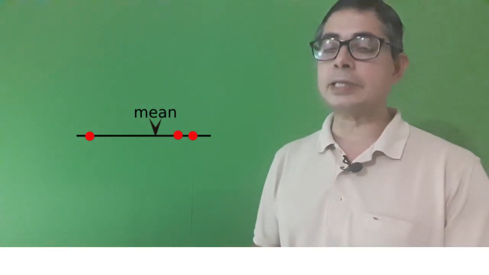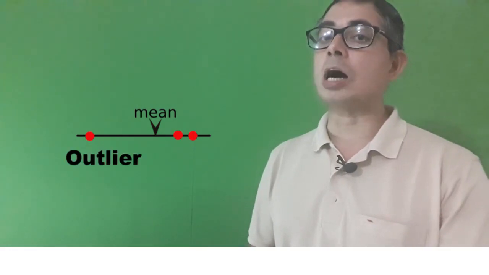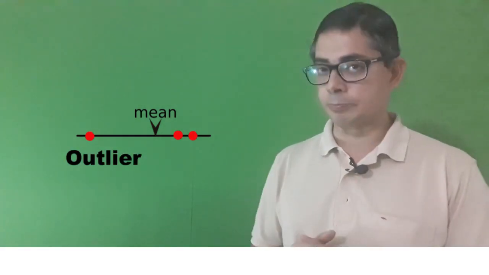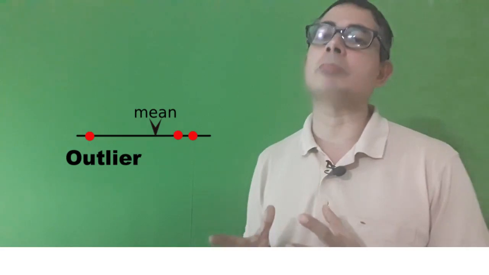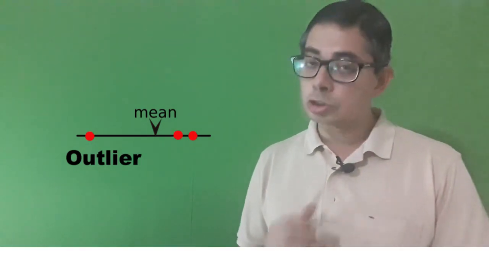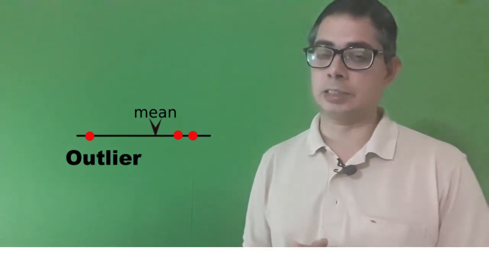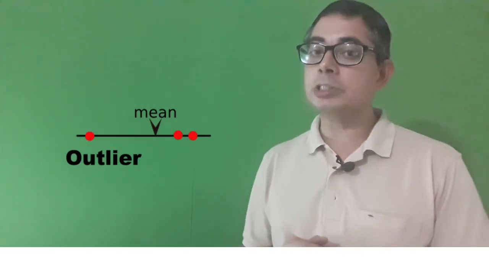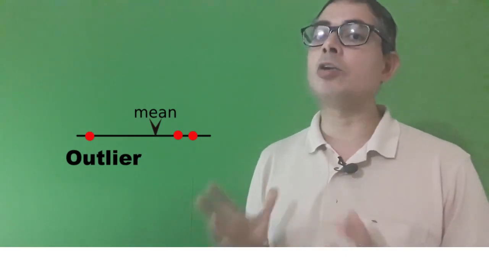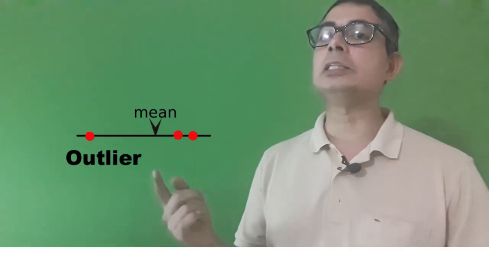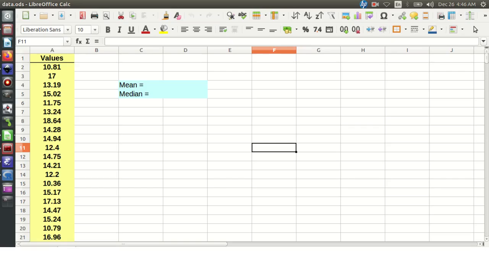Such far off values, as you already know, are called outliers. Mean has this problem. It gets affected too much by outliers. So we do not use mean here. We use median, which is the central most value and not affected by changes in the extreme values. In this video, we shall see how median is more robust than mean.